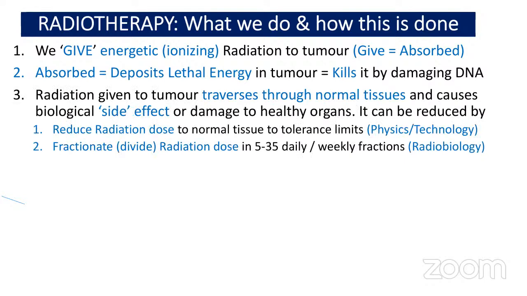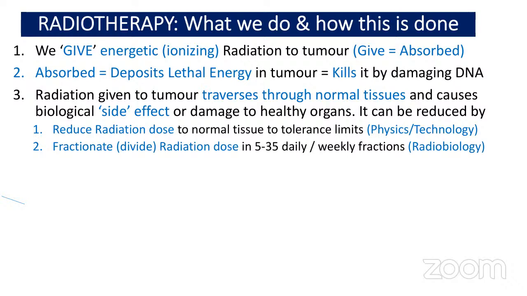But the radiation given to the tumor also traverses through the normal tissues and causes biological side effects, which are not intended, which in this case is radiation damage to the healthy organs. This radiation damage to the healthy organs can be reduced by reducing the radiation dose to the normal tissue to within its tolerance limits, through the knowledge of physics and technological advancements, and through radiobiological principles, by fractionating or dividing the radiation dose into whatever 5 fractions or 35 fractions, given once a day or more than once a day or once a week, by the knowledge of radiobiology.